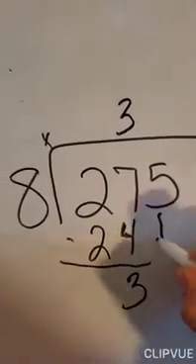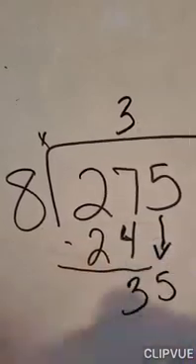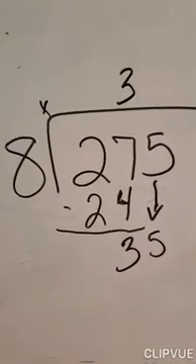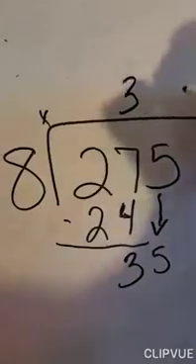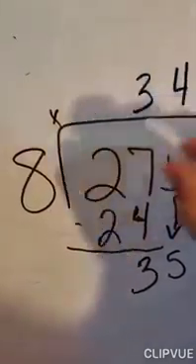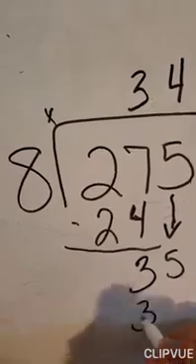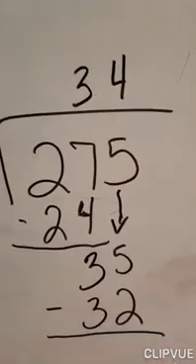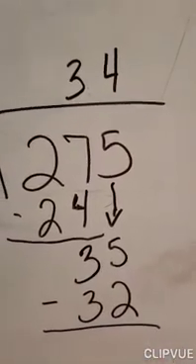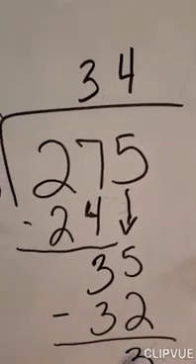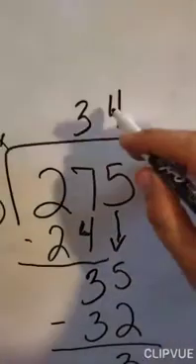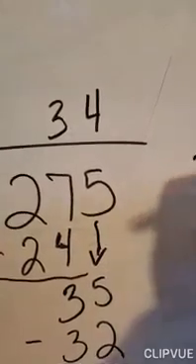Now remember, bring down your 5. And now you have 35. 35 divided by 8, the closest one would be 4. We're going to go ahead and put 4. 4 times 8, that would give you 32. Now let's go ahead and subtract this. 35 minus 32, that would give you 3. Now, that means it's remainder 3. But if we look at this, we now have a whole number of 34. Okay, and I'm going to put 34 right there.